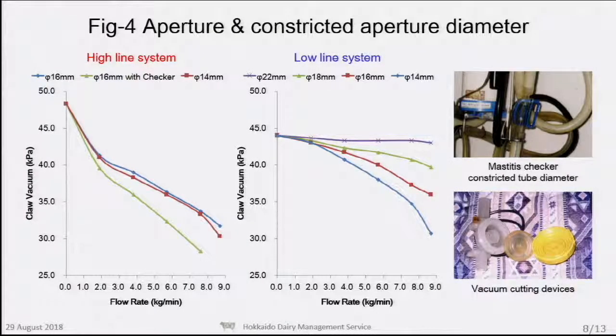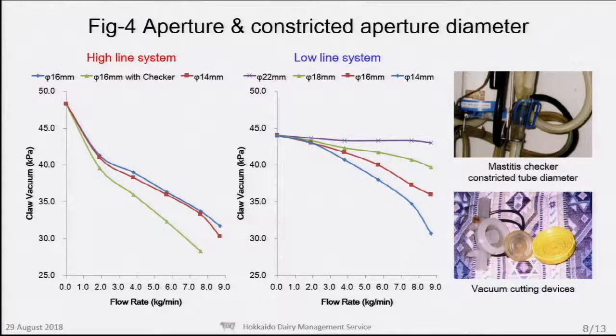This slide shows the factor of milk tube diameter and narrow points on high and low line system. On high line system, milk tube diameter is 40, 60, 60 with milk checker. A small difference in aperture diameter makes a big difference in high line system vacuum, like a bottleneck.